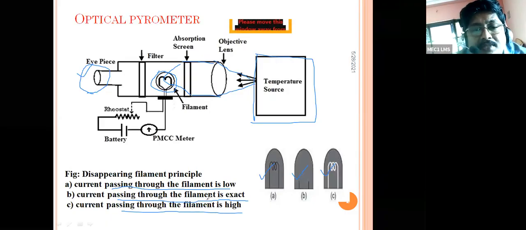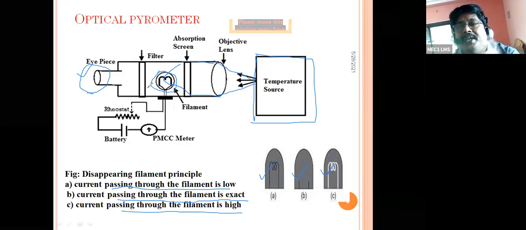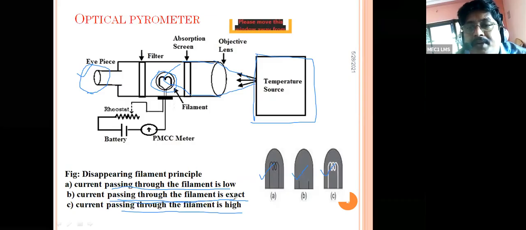So when the current passing through the filament is exact, the filament disappears. That indicates whatever temperature the source emitting radiations has will be matched with the filament disappearing. That means both the radiations are the same. So we are adjusting that current with the help of the rheostat. Whenever the current passing through the filament is exact, the filament disappears. Then we take that particular current and calibrate it in terms of the temperature of that particular body. So that is the thing.